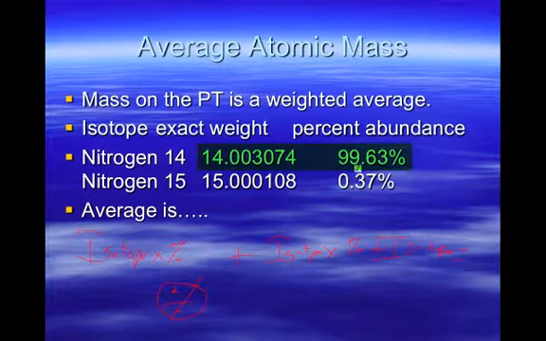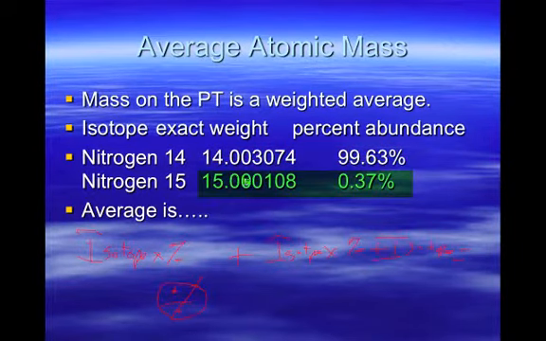If I was going to do this one, I would do 14.003074 times 99.63%. Well, that's times 0.9963. And I would do 15.000108 times 0.0037, because that's tricky. And then I'd add them together. I wouldn't divide by 2.